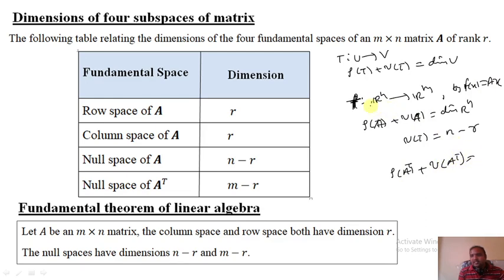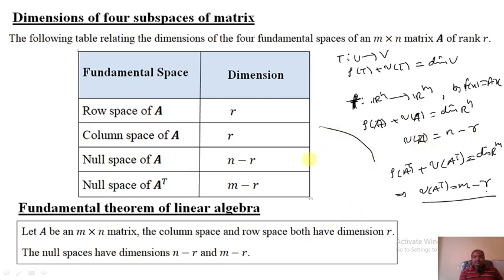A is from R^n to R^m. Its transpose means from R^m to R^n. The dimension is R power m. That means nullity of A transpose is m minus rank of A transpose, which is the same as rank of A, that's r, so m minus r. That means the null space of A is n minus r, and the null space of A transpose is m minus r.